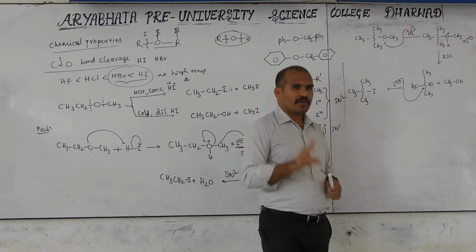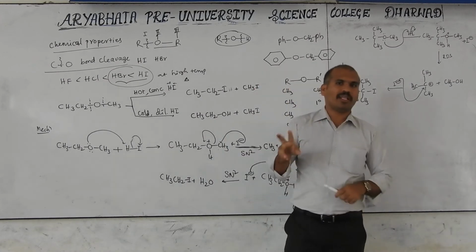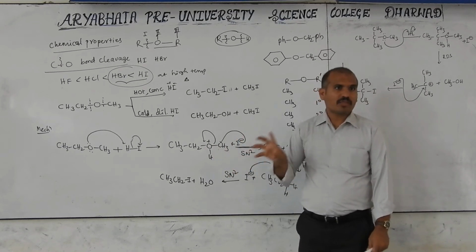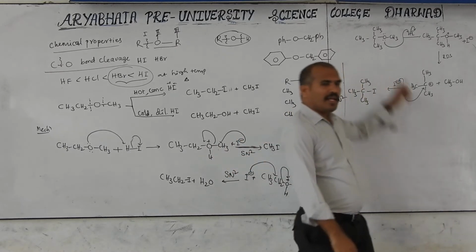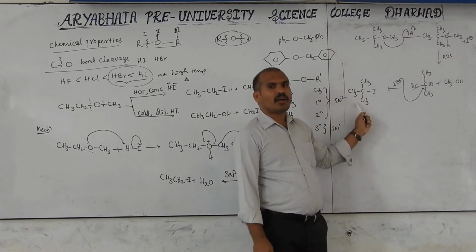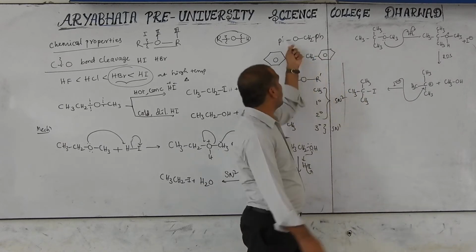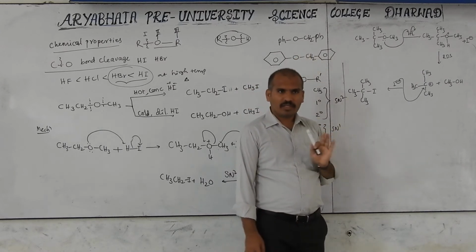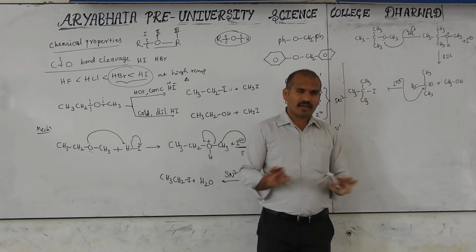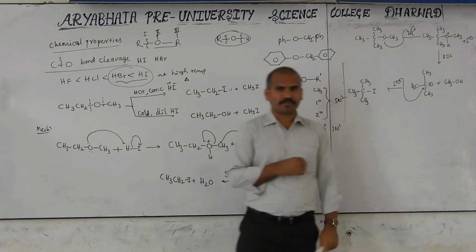Okay? So now, two things happen here. One thing is, when SN2 is there, I will attack the smaller group. When SN1 is there, I will attack which one? Tertiary or benzyl, because benzyl also goes through SN1. This is the condition. Fix it. Now we will discuss a number of examples.